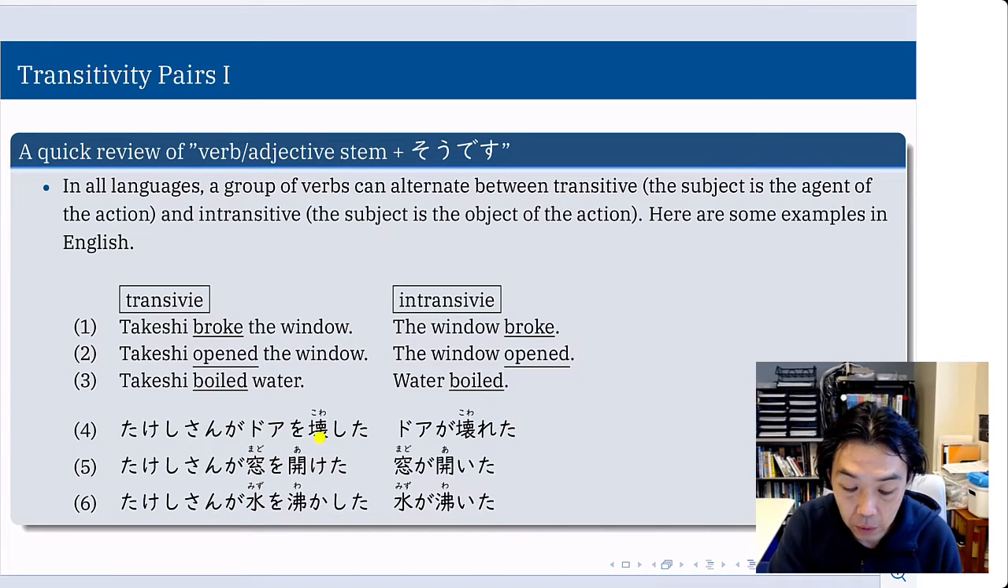Takeshi-san ga doa o koashita. So Takeshi is again the agent, doa is the patient. The intransitive verb: doa ga koareta. Takeshi-san ga mado o aketa. Mado ga aita. Takeshi-san ga mizu o wakashita. Mizu ga waita.